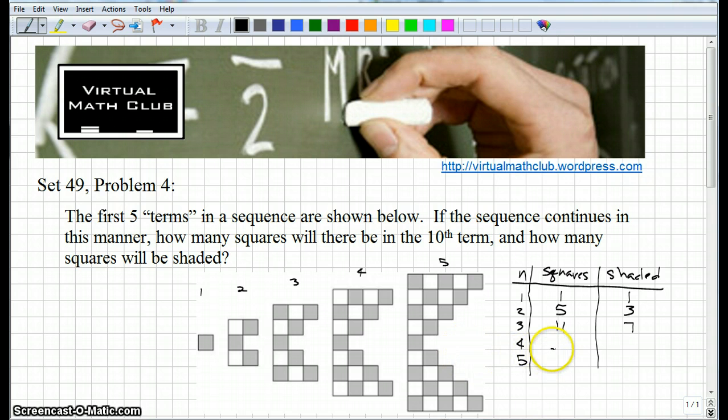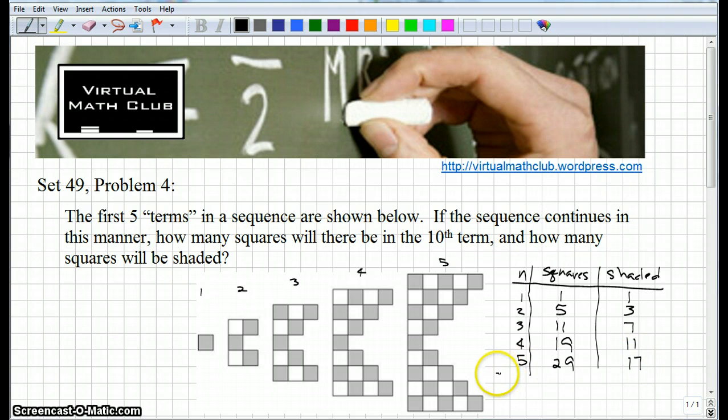Alright, so in the fourth term, basically it's the third term, but then we have 8 more squares, because we have 4 on the top, 4 on the bottom. So that's going to be 19. And number of shaded squares, we added 2 on the top and 2 on the bottom, so that's 4 more, so we have 11. And the fifth term is basically the fourth term with 5 more squares added to the top and the bottom for 10, so this is going to be 29. And we added 6 more shaded squares, so this is going to be 17.